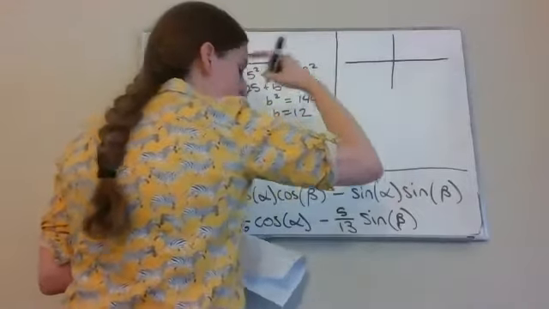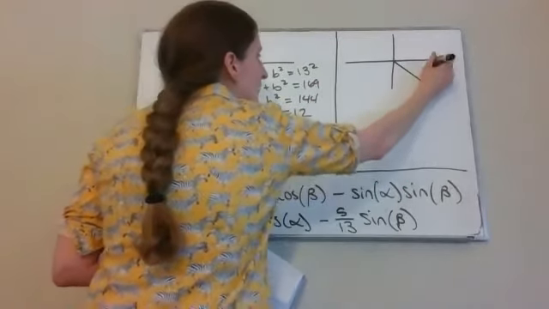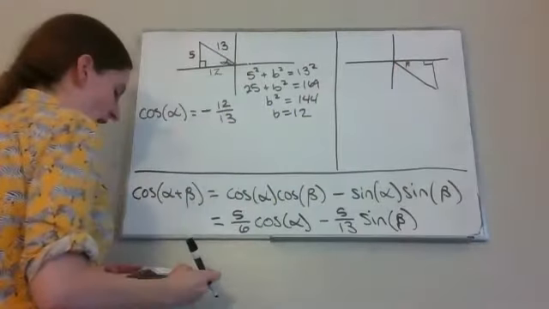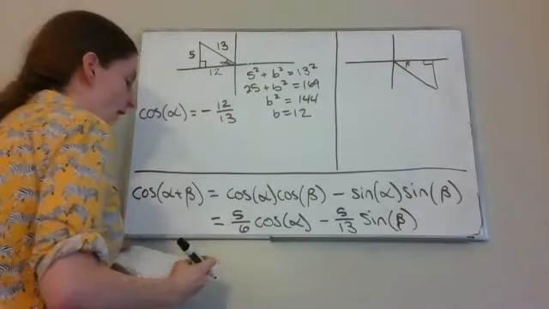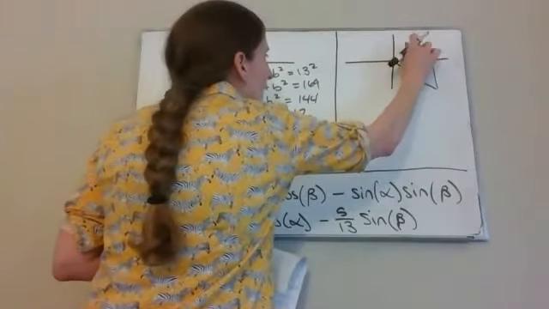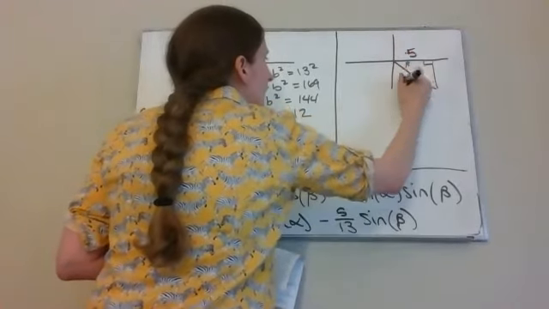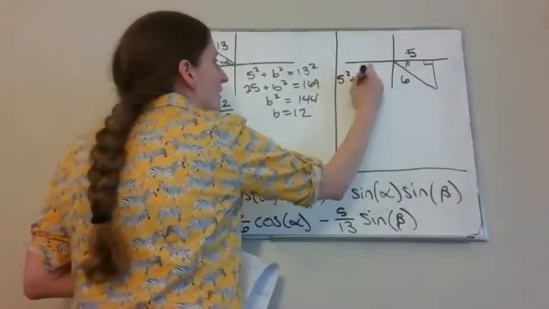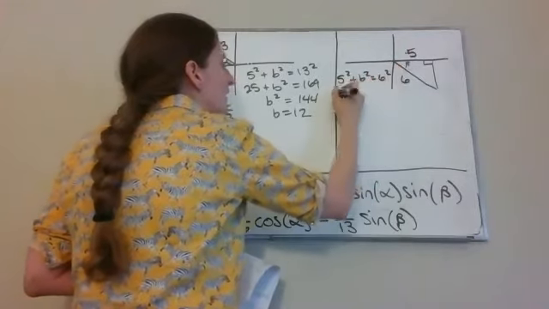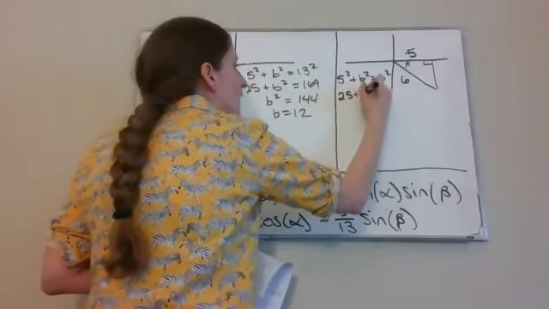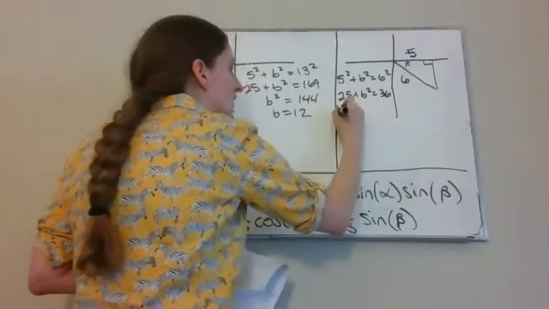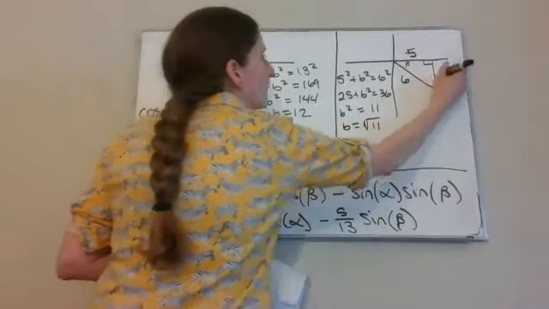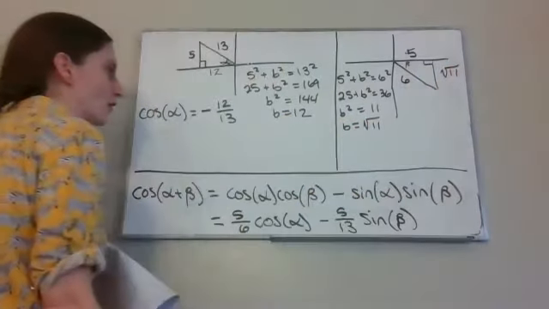It said my beta was in quadrant 4, so that's somewhere over here. Make a right triangle. And I have that cosine of beta was 5 over 6. So this side is 5, and my hypotenuse is 6. I'm doing the Pythagorean Theorem again. 5 squared plus b squared is 6 squared. 25 plus b squared is 36. B squared is 11, so b is the square root of 11. I know this other side then is the square root of 11.